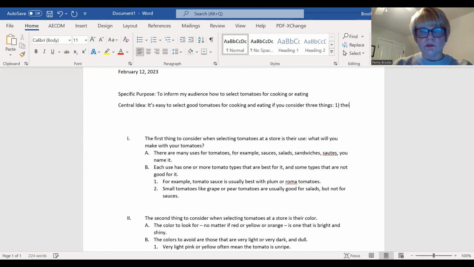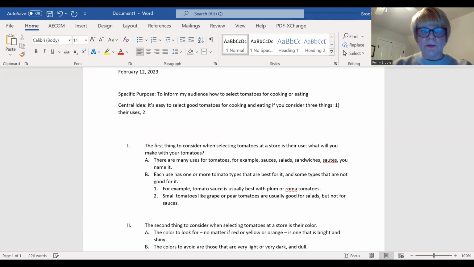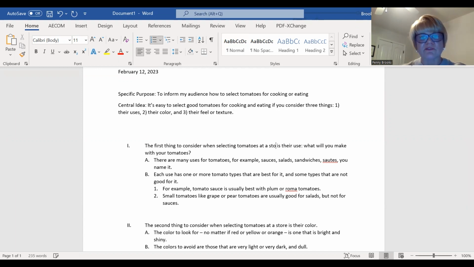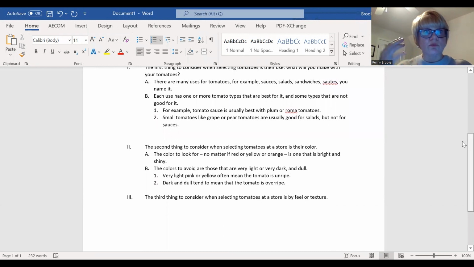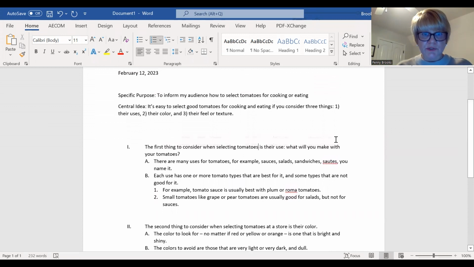One, their uses. Two, their color. And three, their feel or texture. Now I say below, tomatoes at a store. I was just throwing that in there, but I don't have to keep that in, so I can go back and fix that. And look, all the items, or the intent behind my main points, are in my central idea, the one, two, three.